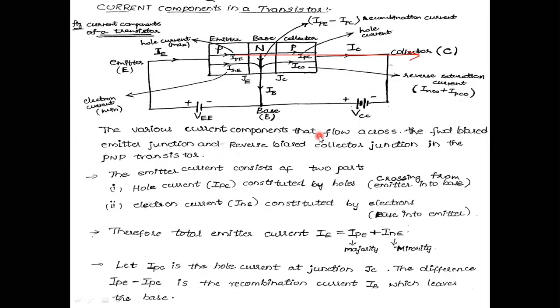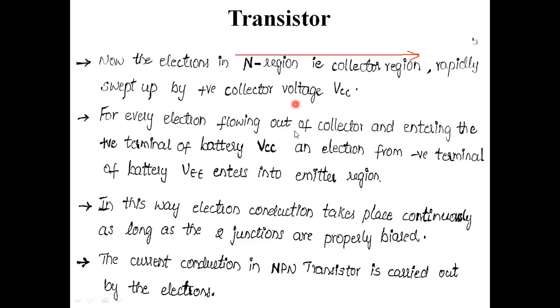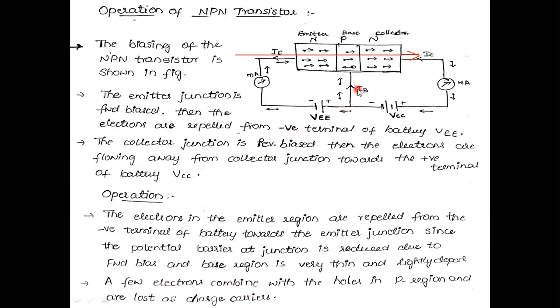In an NPN type of transistor, current flow is in this direction, but actual current flow is from emitter to base and then collector only. But we are considering with respect to the circuit diagram, the flow is taking place in this direction. From emitter, some amount of the current is flowing to the base as well as towards the collector. This is the current flow direction in an NPN type of transistor.